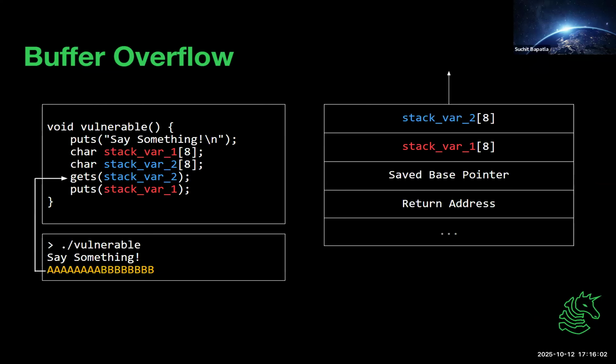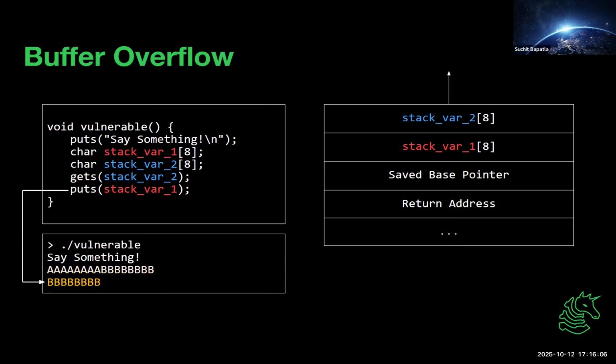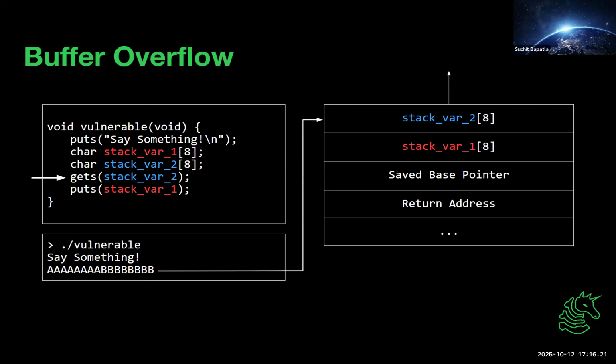So here, if we write 8 A's and 8 B's, then the puts call at the end of the vulnerable function, which just prints the value of the buffer to the output, will print this BBBBBBBB because we overwrote it with our input. As you can see, the first A's will go to stack var 2, and then the 8 B's will go to stack var 1.